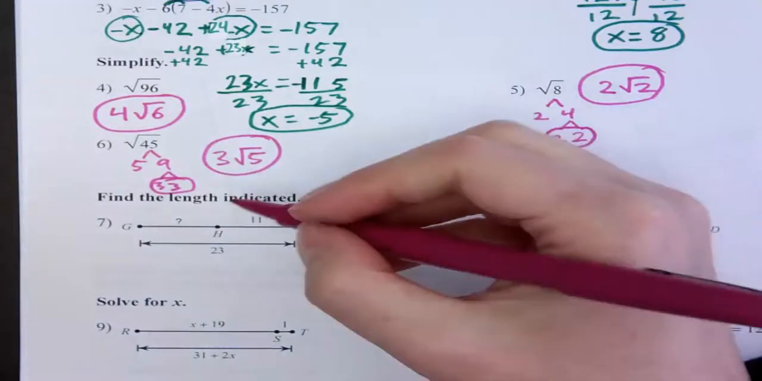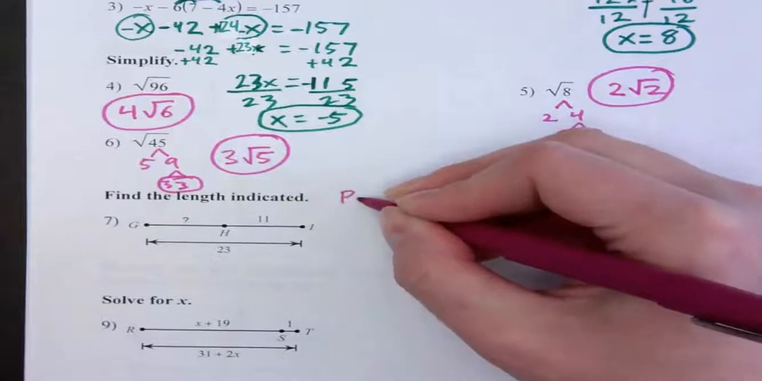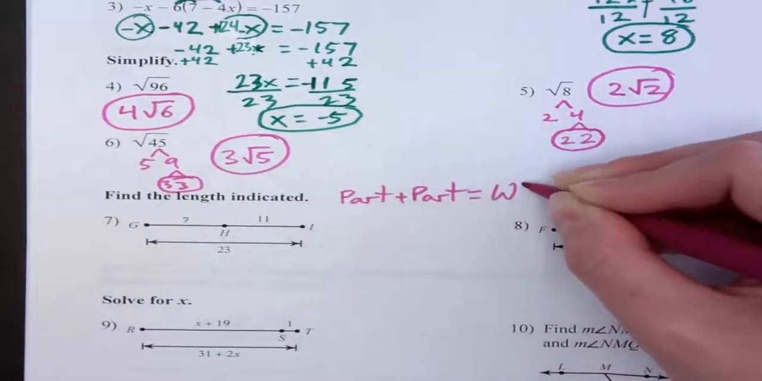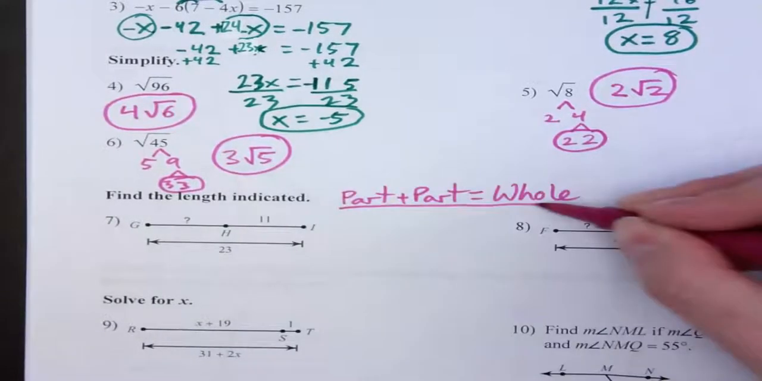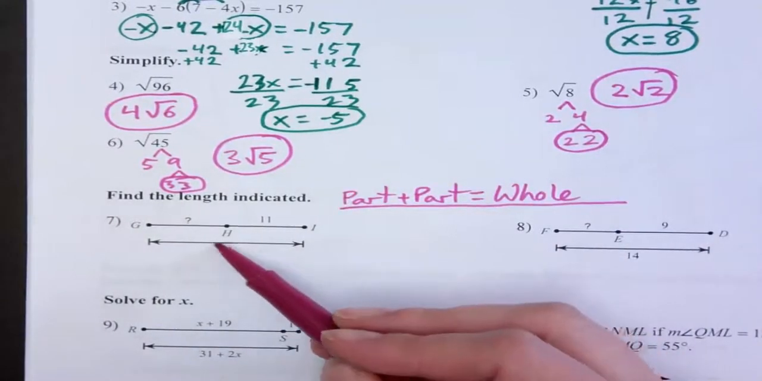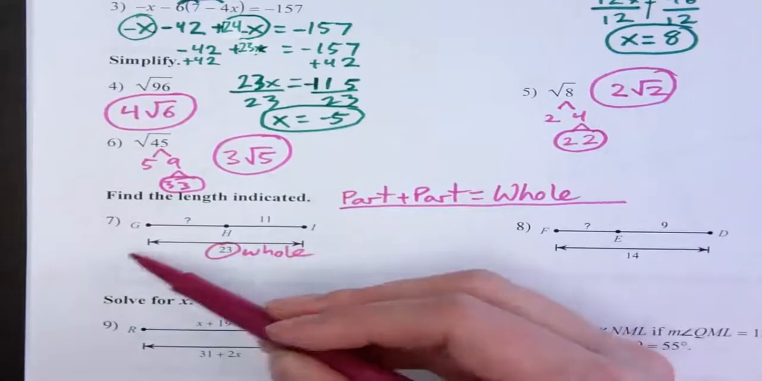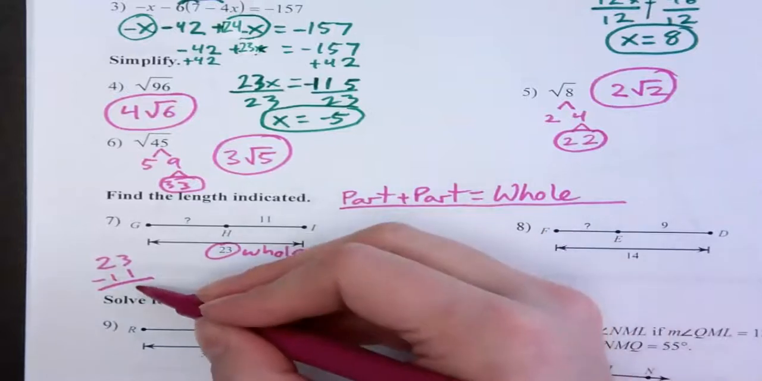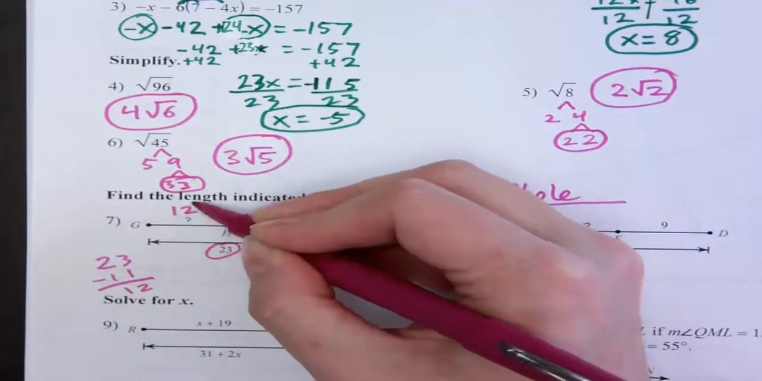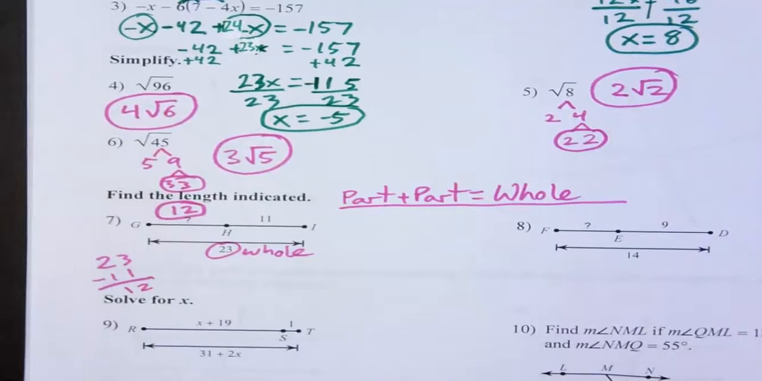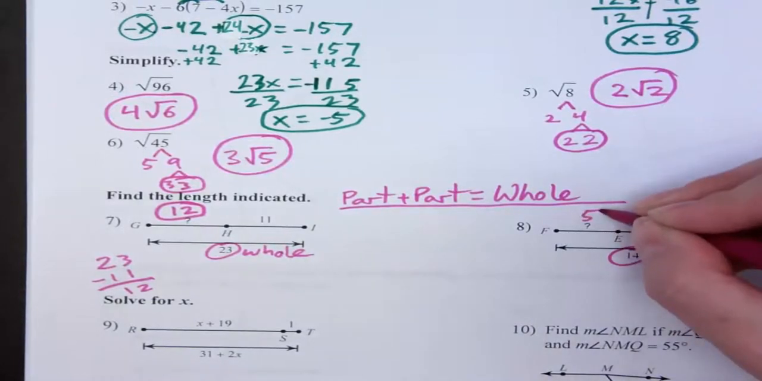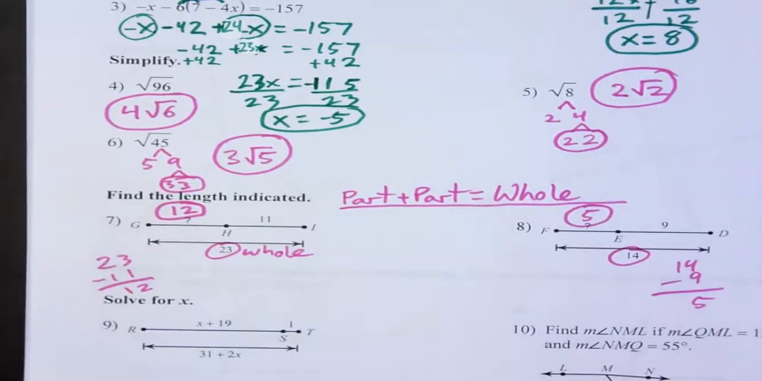Okay, so find the length indicated. This is all just that part plus part equals the whole. And so 23 is the whole. So I just do 23 minus 11 to find my answer of 12. And that's my answer. For the next one, 14 is my whole, so I just do 14 minus 9 to get 5.